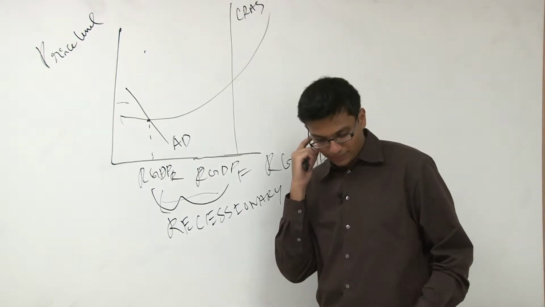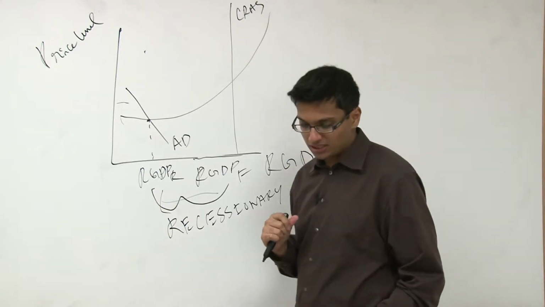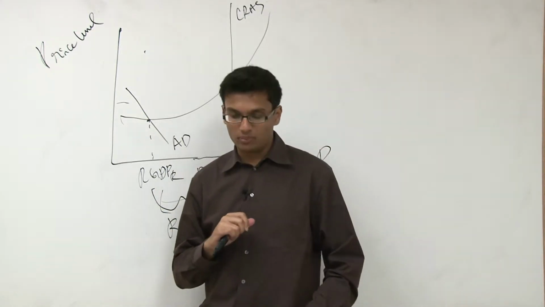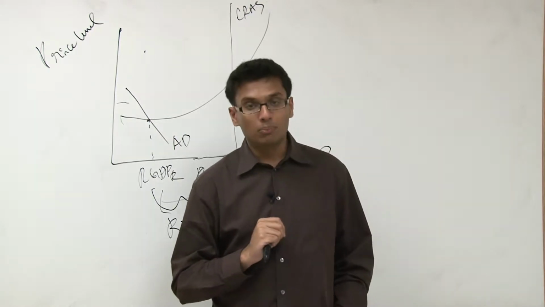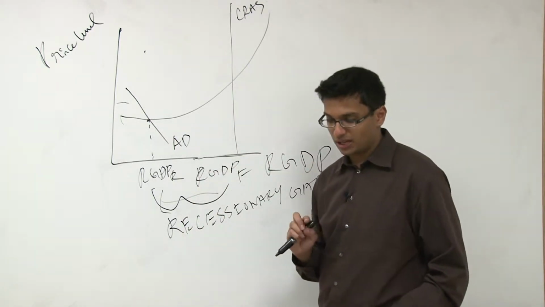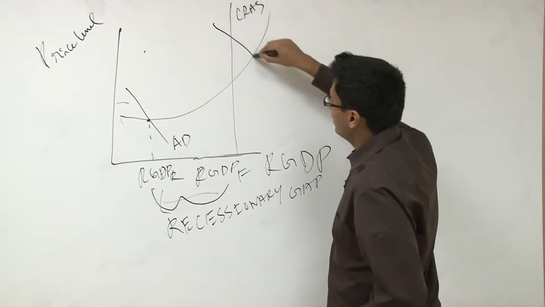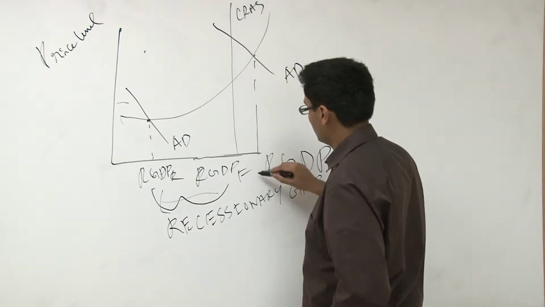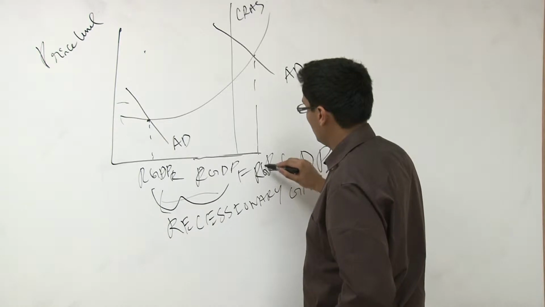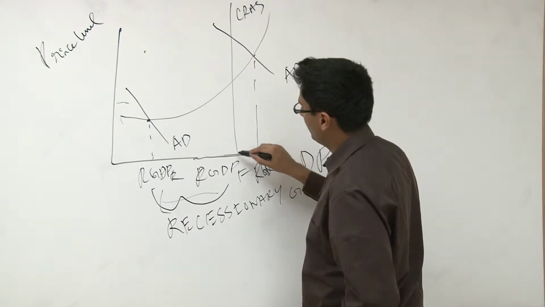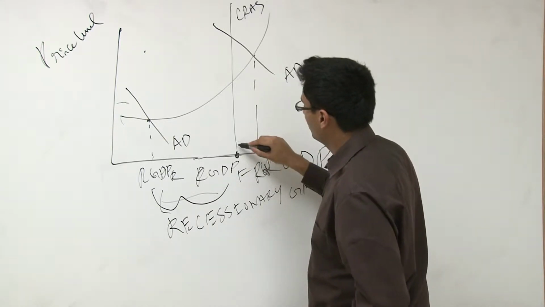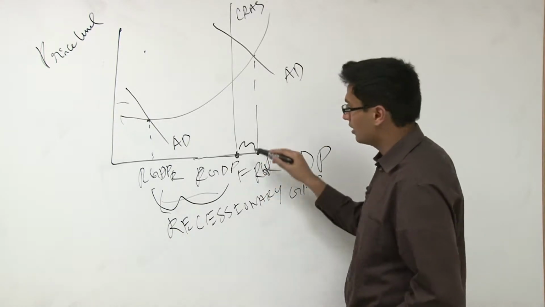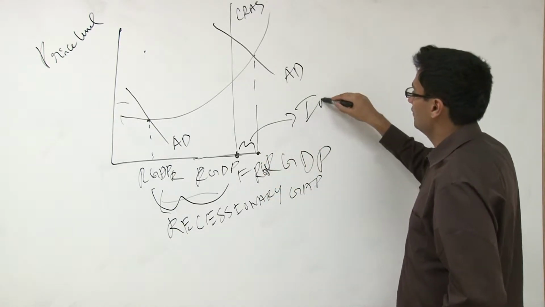Now, the opposite side of the spectrum is the inflationary gap, which exists when the economy is operating above RGDP-F. Let's say for some reason my AD is over here, and so my RGDP is down here. The difference between this point and the RGDP-F, this difference right here, is known as an inflationary gap.